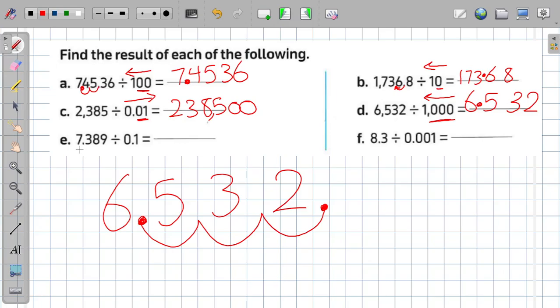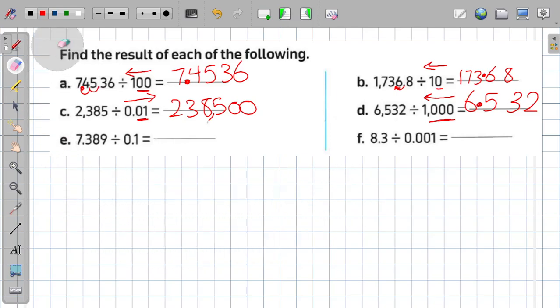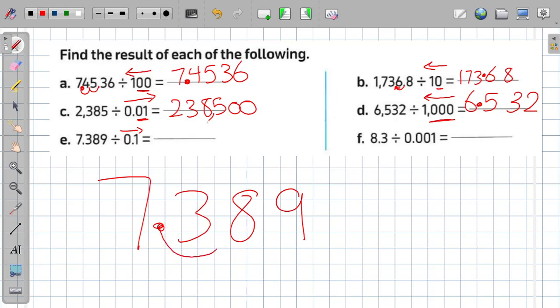Next, I have 7.389. Okay, so let's try. I wanted to divide it by 0.1. So I will move it one place to the right. So I have 7.389. So I will move the decimal point one place to the right. Okay, so the decimal point will be between 3 and 8. So I have 7, 3, 8, 9, and the decimal point will be between 3 and 8. So the result will be 73.89.